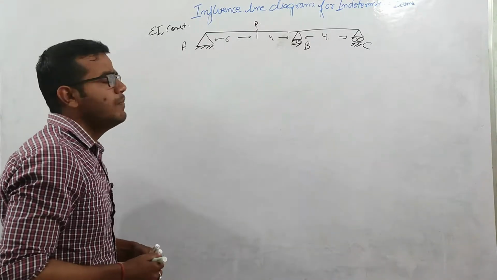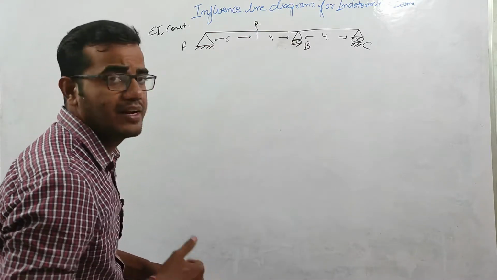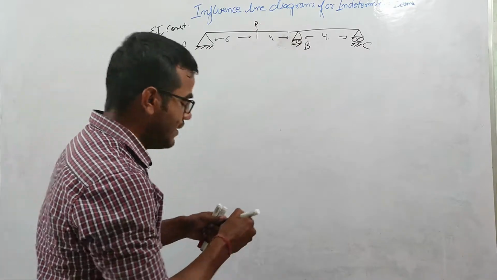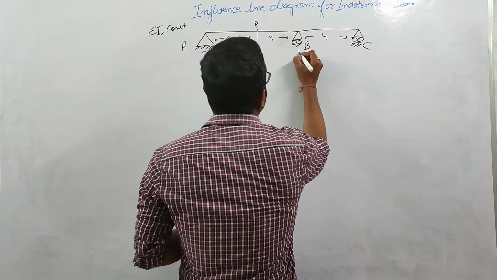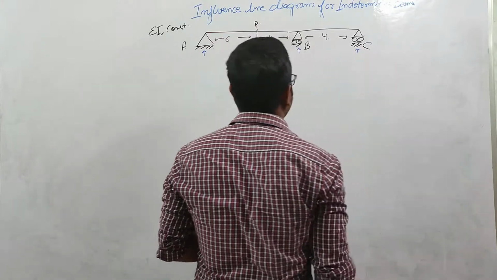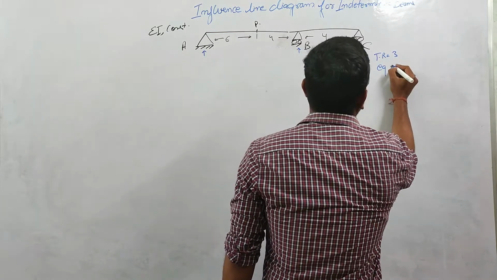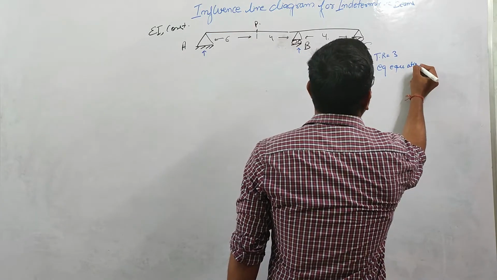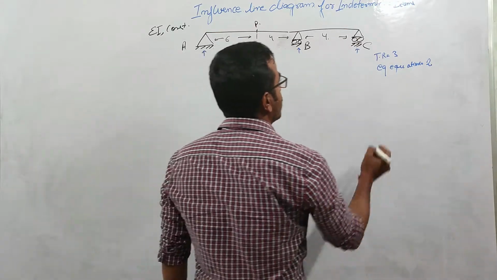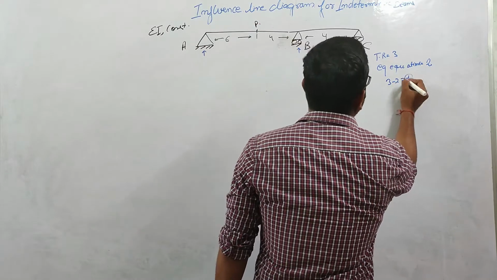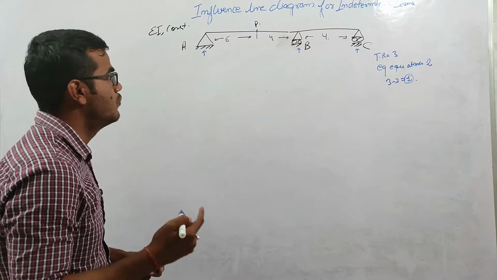Now let us see what the static indeterminacy of this continuous beam is, whether it is statically determinate or indeterminate. At A we will have only one reaction, at B only one reaction, at C only one reaction. So total reactions are 3 and equilibrium equations are 2, that is summation F = 0 and summation M = 0. So 3 minus 2 equals 1. So this beam is statically indeterminate to 1 degree, right?